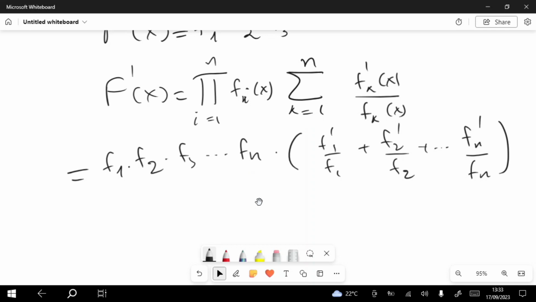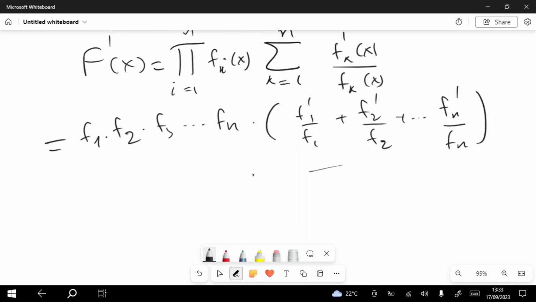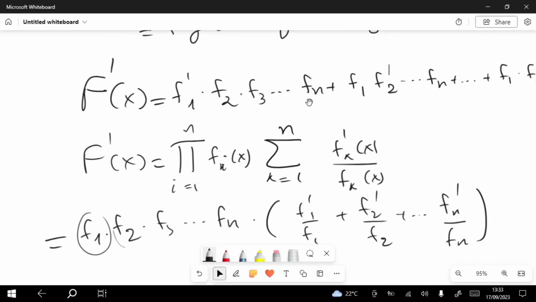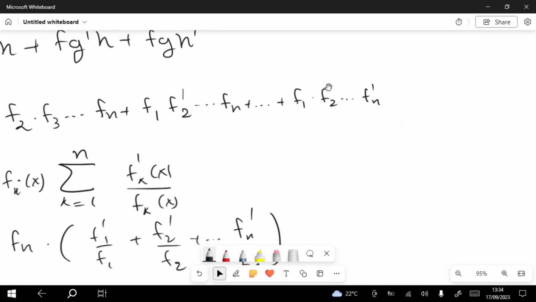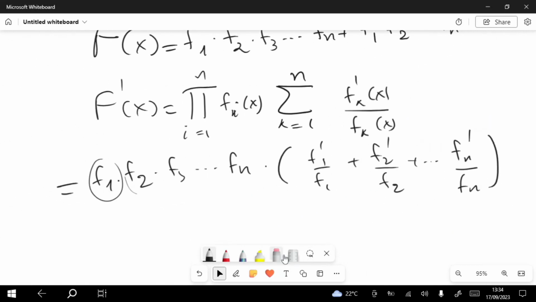So when you multiply this, you're going to get, of course, n terms, term by term, because there's a sum in here. The f1 is going to cancel out with the f1, and we're going to get this one. The f2 is going to cancel out with the f2, and we're going to get this one. The f3 will be with the f3 in here, and we're going to get the other one. And the fn is going to cancel out with the fn in here, and we're going to get this one. So this is the same form.